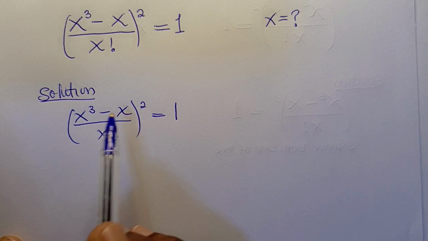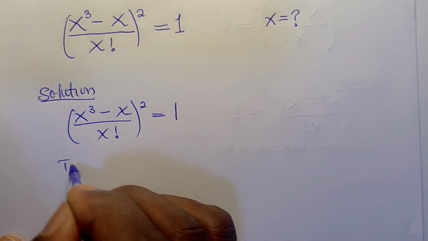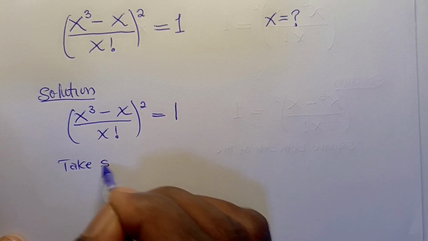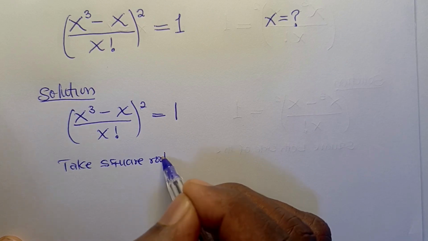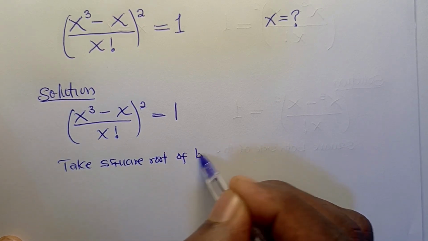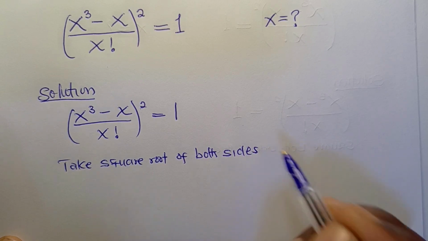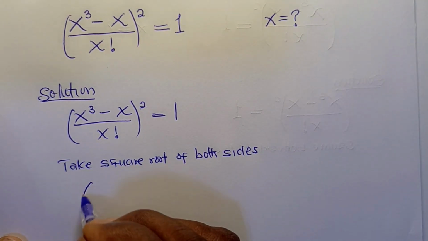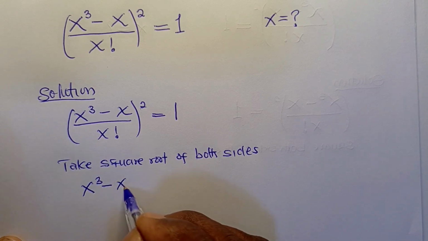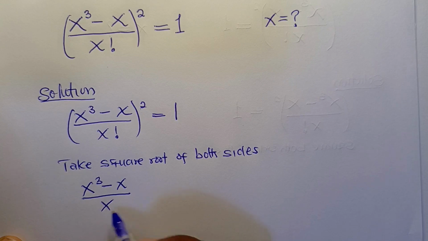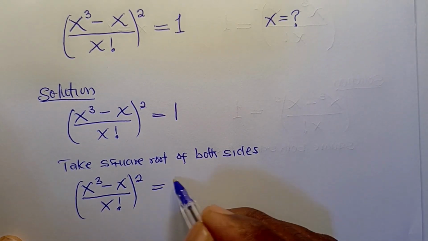So we need to take off the square first. So take square roots of both sides. So we have (x^3 minus x) all over x factorial, squared, equals 1.